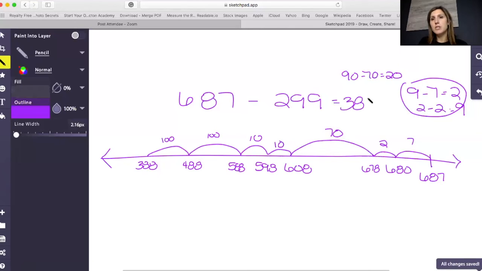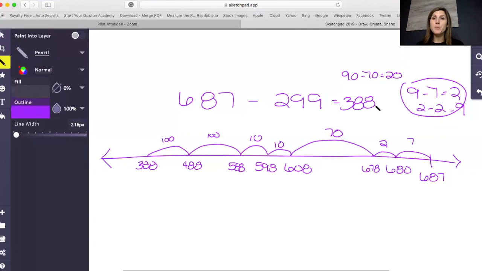So this strategy, I would say, is not the best strategy for subtracting three-digit numbers just in general. But you might come across a situation where this is going to be the best strategy, or this is the strategy that you like, and that's great. You should always subtract using the strategy that works best for you.